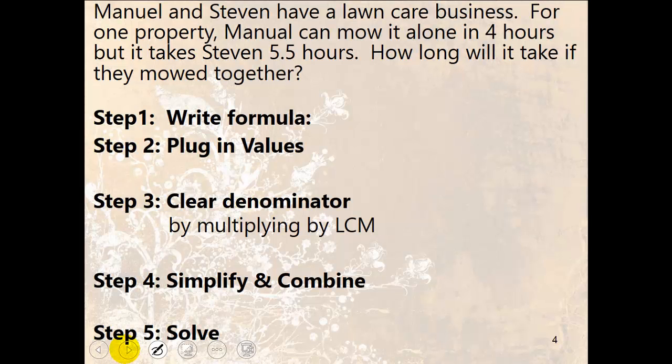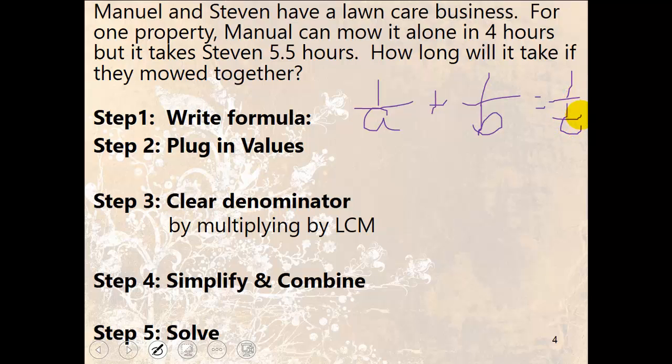Here's our first example. Manuel and Stephen have a lawn care business, and for one property that they service, Manuel can do it alone in 4 hours, but it takes Stephen 5.5 hours. So how long will it take if they mow together? So the first thing you want to do is write the formula 1 over A plus 1 over B equals 1 over T, okay?